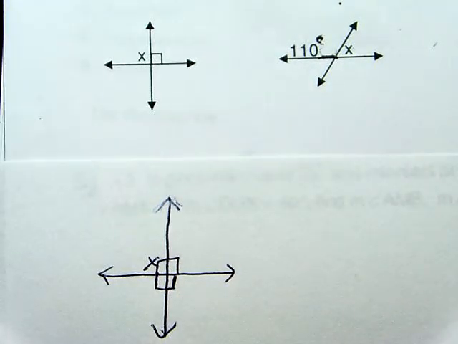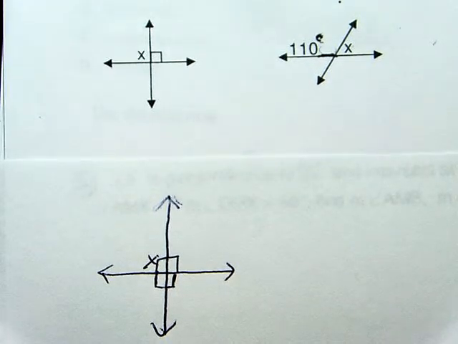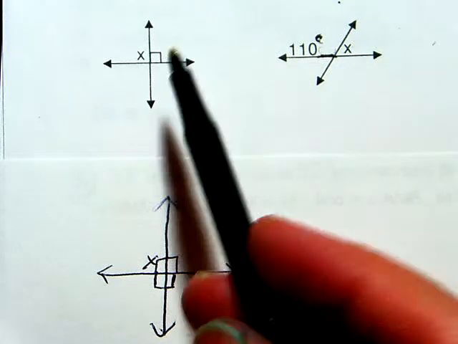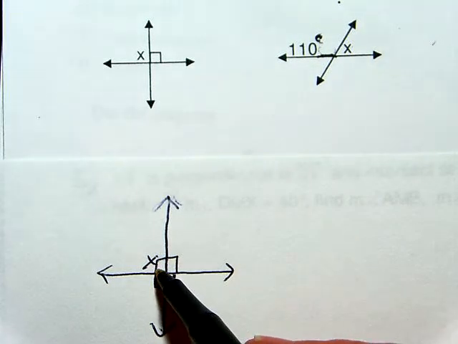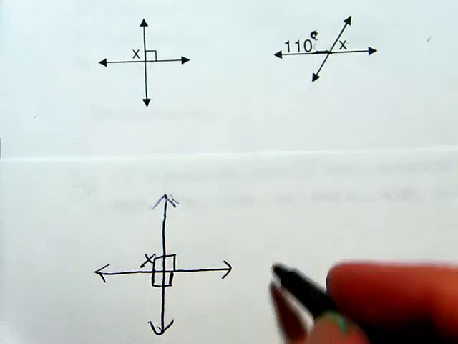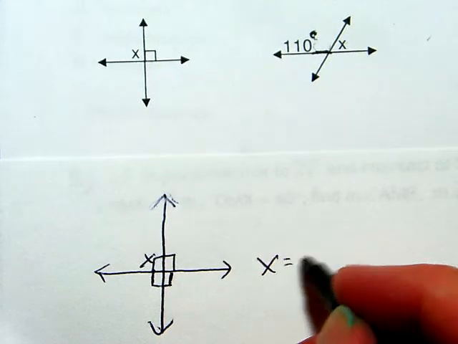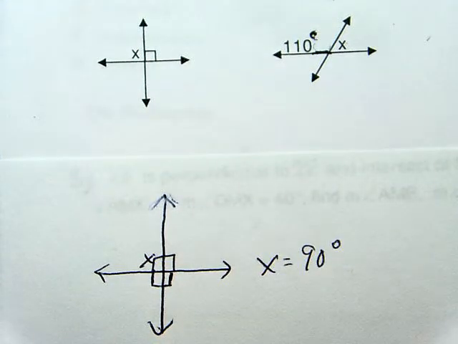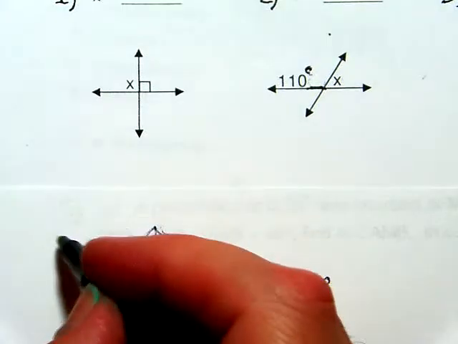That's a very, very important point. Be sure that you know that. So if two lines intersect and they create one right angle, then all the angles are right. Okay? In addition, if two lines intersect and they create a right angle, then those two lines are perpendicular. Okay, so these two lines are perpendicular. So we know now that x has to be a right angle, and therefore x equals 90 degrees. Okay, that's the answer for number 1.